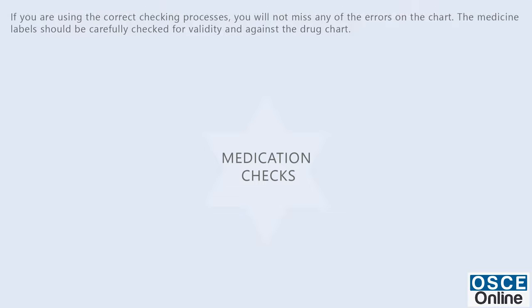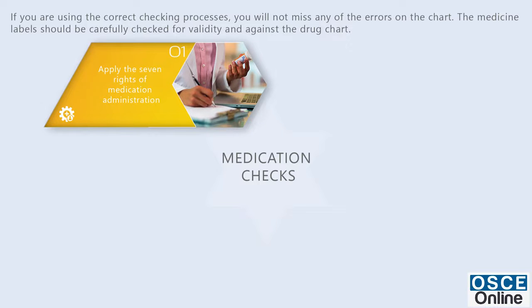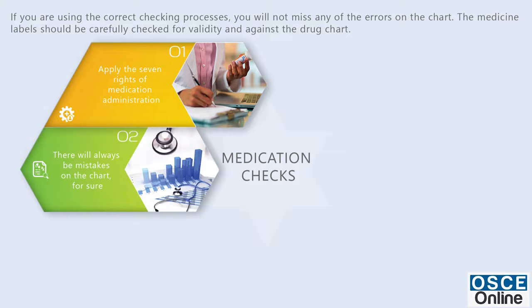Medication checks. If you are using the correct checking processes, you will not miss any of the errors on the chart. The medicine label should be carefully checked for validity and against the drug chart. Apply the 7 rights of medication administration to the MAR chart for safe administration and to ensure any errors are recognized. There will always be mistakes on the chart, for sure.